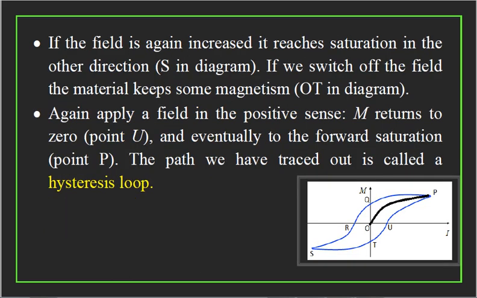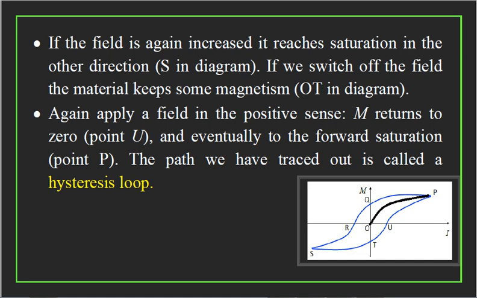Now if we increase the magnetic field again, then the material will get a magnetization in the negative direction and it will go into the negative saturation. And if we switch off the field, the material will come back, but it will retain some magnetism, that is called OT. Again it is called retentivity. Then if you want to demagnetize completely, you have to apply a positive magnetic field so that the material reaches the point U. So this OU is called the coercivity again. And eventually, if you increase the magnetic field, it will go into the saturation point P.